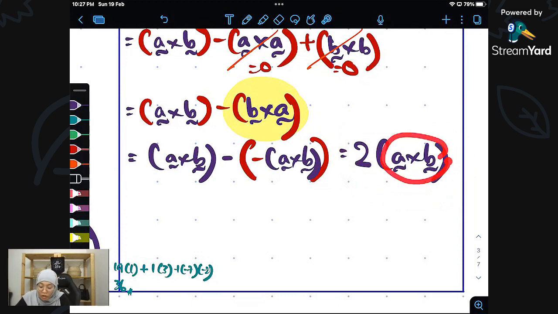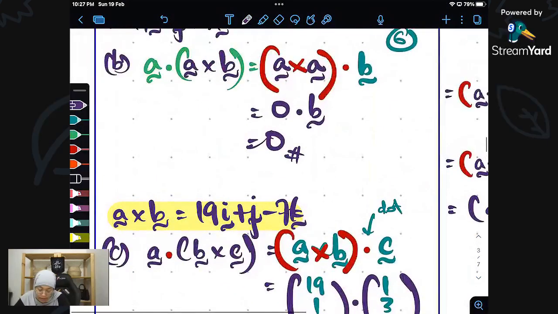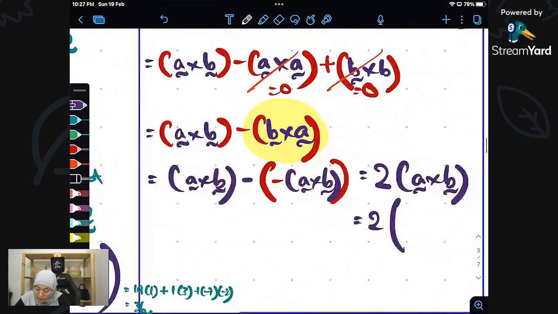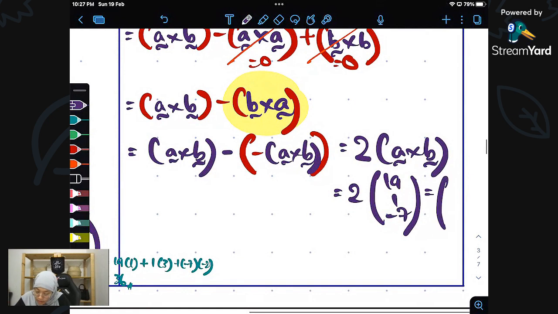So now A cross B, the answer is what? The answer is, apa tadi? 19, 1 and negative 7. 19, 1 and negative 7. And so the answer is 38. The answer is 2 and negative 14. Tetapi kita kena tuliskan dalam bentuk position vector I, J and K. We got to write it down nicely.